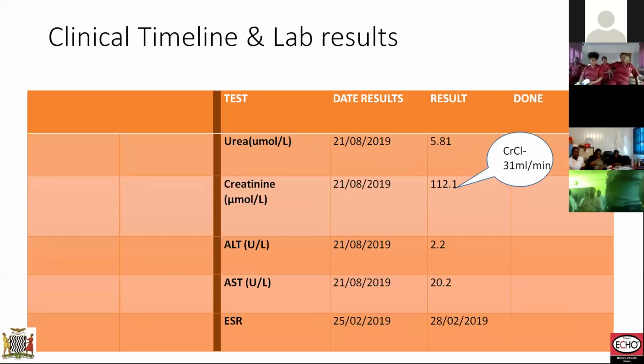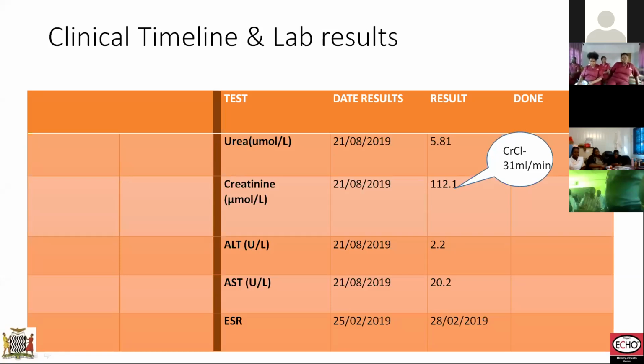Sorry for that. Yes. Then the urea that was done in August, 2 months ago, was normal. The creatinine was 110. When we calculated the creatinine clearance from this, it was found to be 31. Yes, 31. That's the creatinine clearance. The ALT was 2.2, AST 20.2.